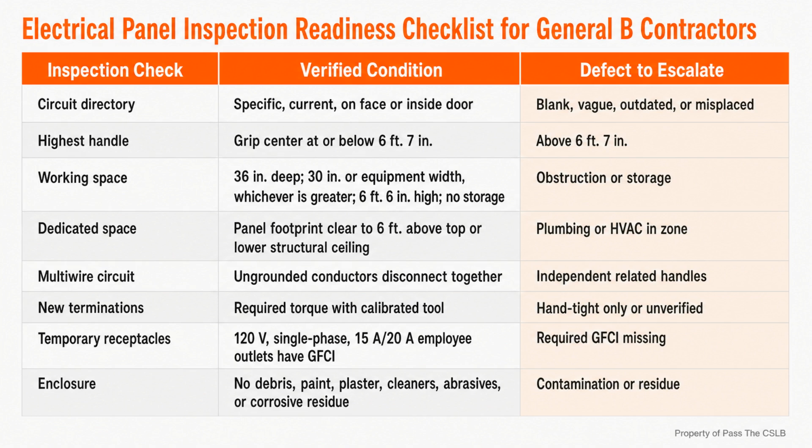The useful memory connection is that a panel has to be understandable, reachable, protected, and correctly completed. Understandable means a specific directory. Reachable means proper handle height and working space. Protected means dedicated space and a clean enclosure. Correctly completed means linked disconnects where required, calibrated torque, and protected temporary power.